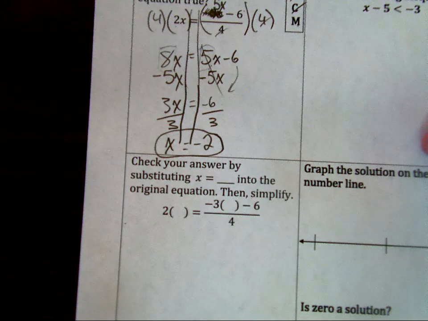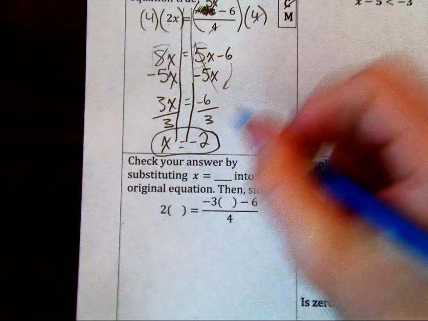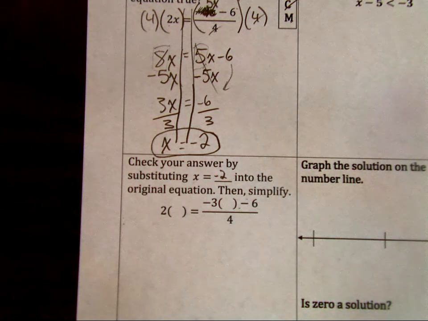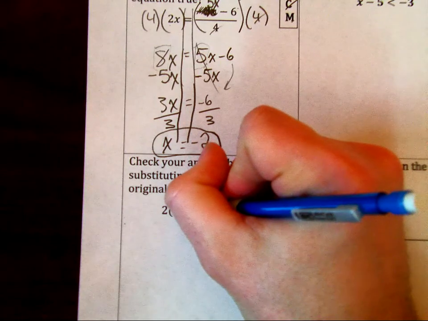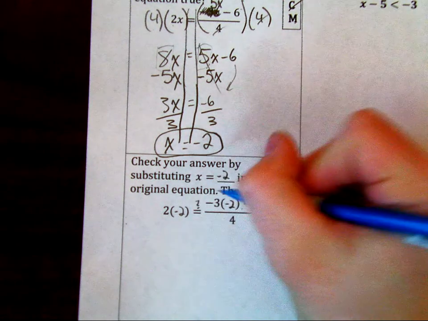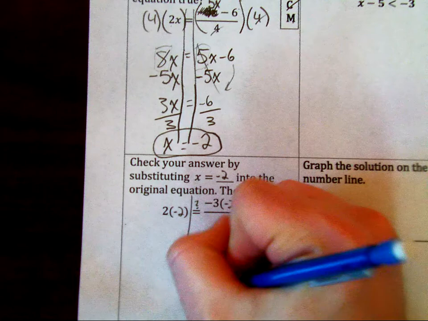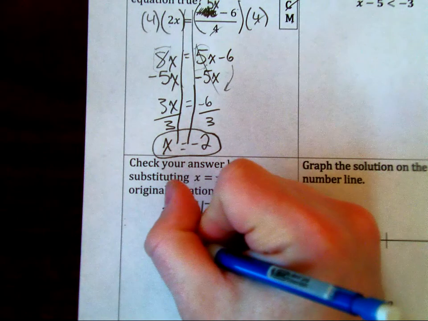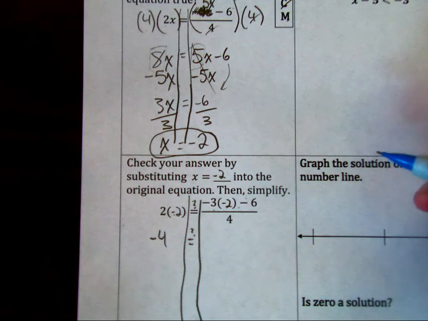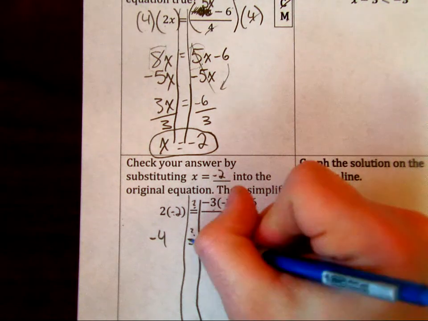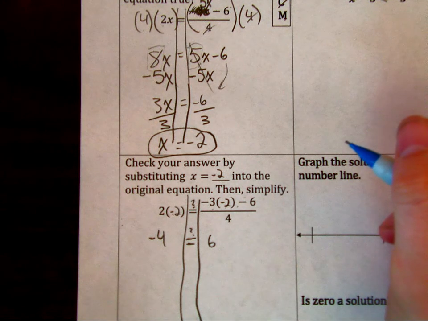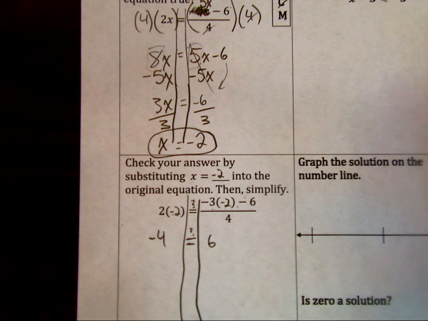Again, the way we check it is by substituting our answer, which is negative 2, back into the original equation. You'll notice it has it already typed out here for you, so all you have to do is plug in a negative 2. Again, parentheses means multiply. And we're asking, does this equal each other? On the left side, this is negative 4. And is this equal to, well, we have negative 3 times negative 2. Since they're the same sign, we know that's positive 6.